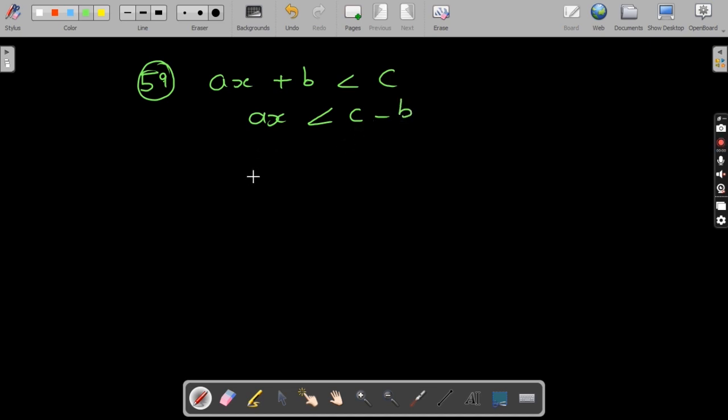Then remember that A, B, and C are negative constants, or negative numbers. And if you divide by a negative number, then the sign actually changes. So the inequality faces the other direction. So whatever sign you have basically changes. So now this becomes that. And that is how you solve this problem.